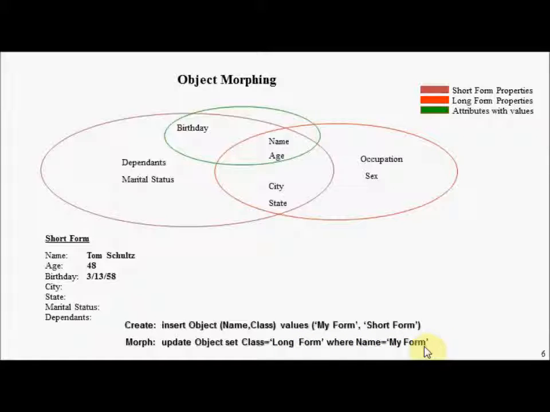And what TCSQL does magically behind the scenes is the following. It grabs all the questions that are in common here and preserves the answer you gave on the previous property values here. It removes the questions that no longer pertain and adds the new questions here. So this is what is meant by object morphing.